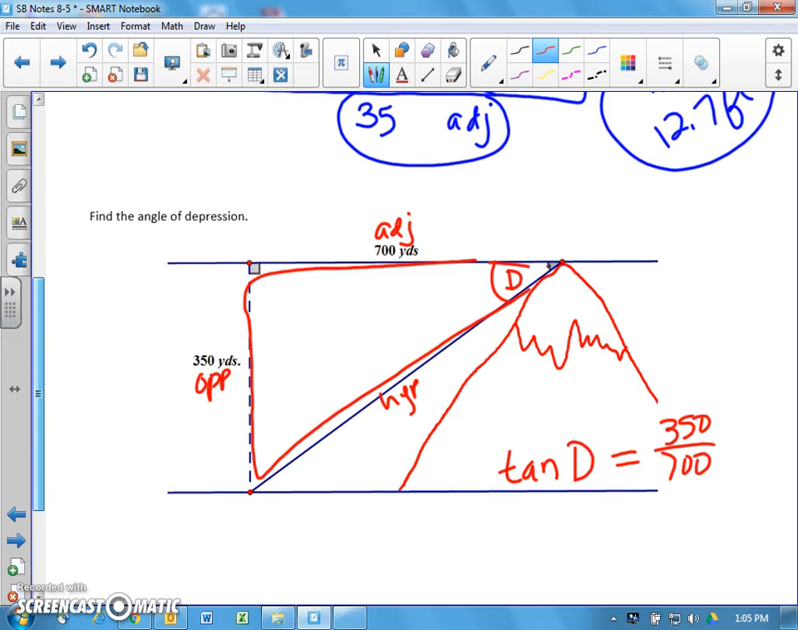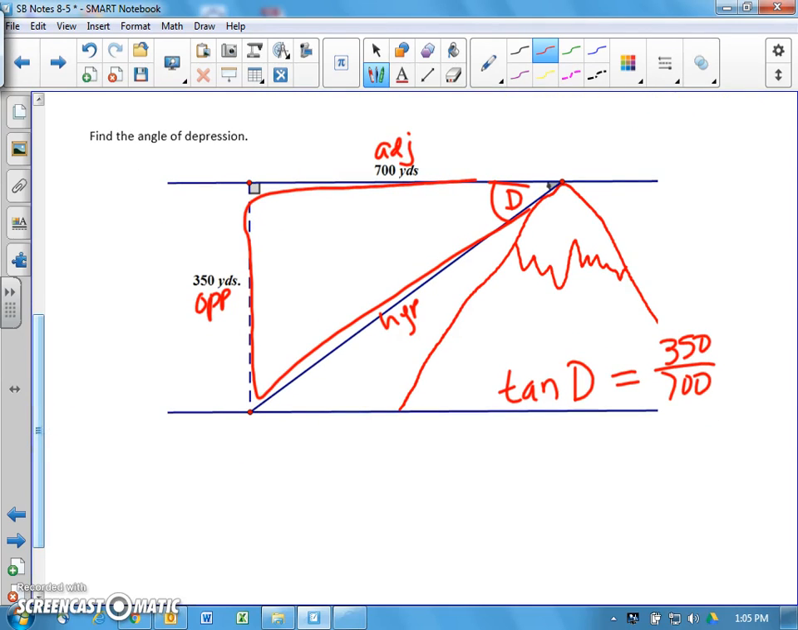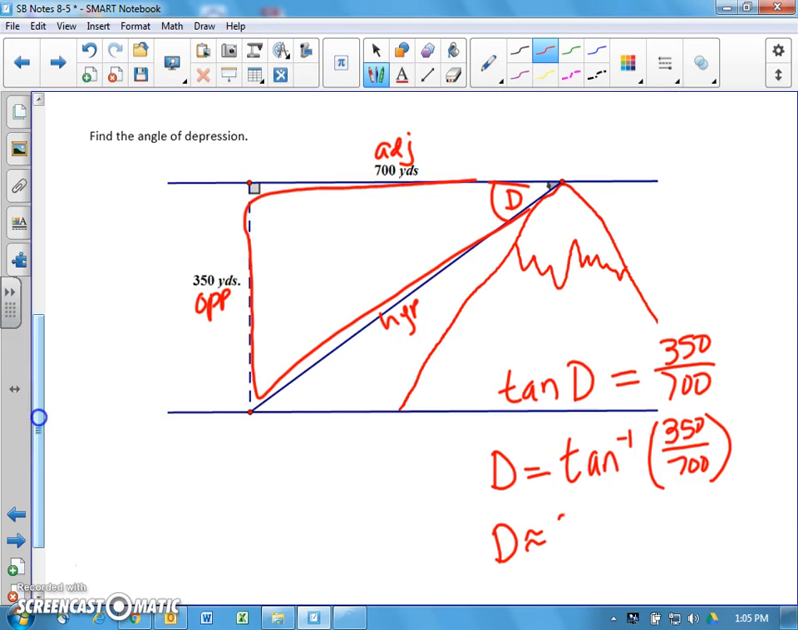So if you remember from the last lesson, to find an angle measure, we have to use an inverse trig function. So my angle is going to be the inverse tangent of 350 over 700, which you can reduce if you would like. Typing into the calculator, we're going to find D to be about 26.565. So if you're asked about your angle of depression, you would say that it is about 27 degrees.